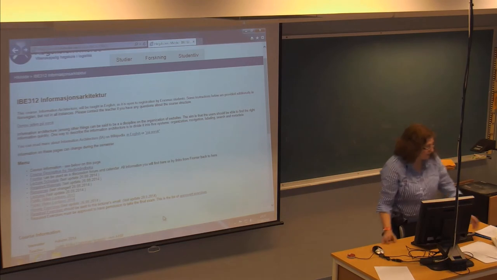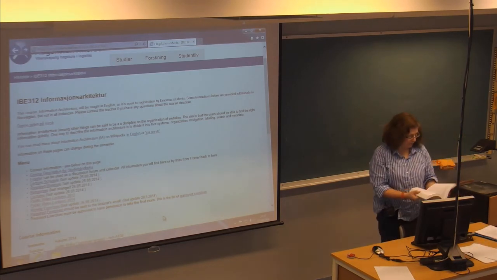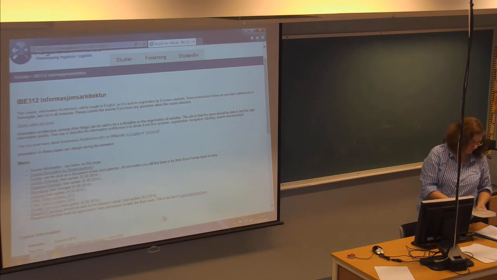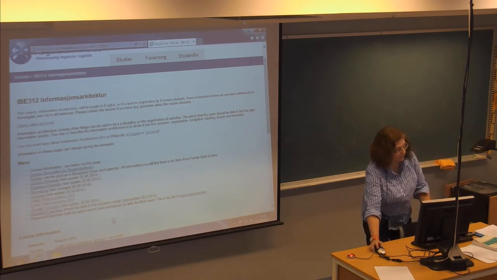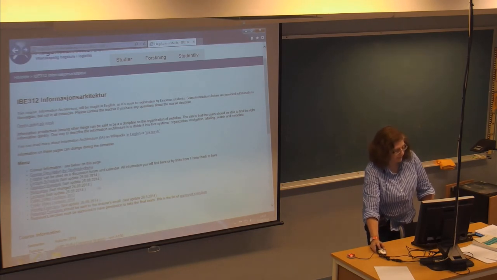I think the book is actually a very easy book to read, so it shouldn't be too hard to do, and it's been used for quite a number of years in information architecture. It's the default book for most courses.